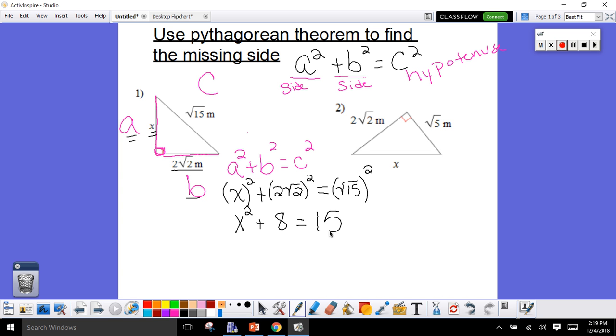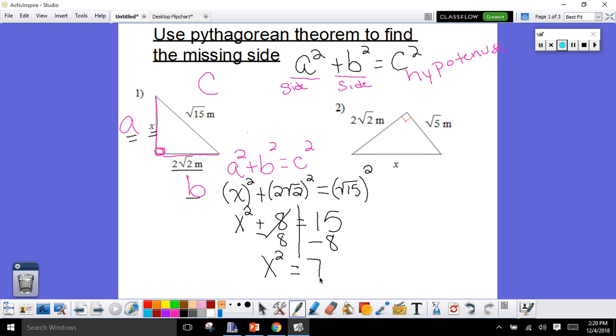Okay, the next step is we want to solve for x, so I'm going to get rid of the 8. It's plus 8, so I'm going to do opposite, minus 8. Whatever I do to one side, I do to the other. Then I'm left with x squared equals 15 minus 8, which is going to be 7.